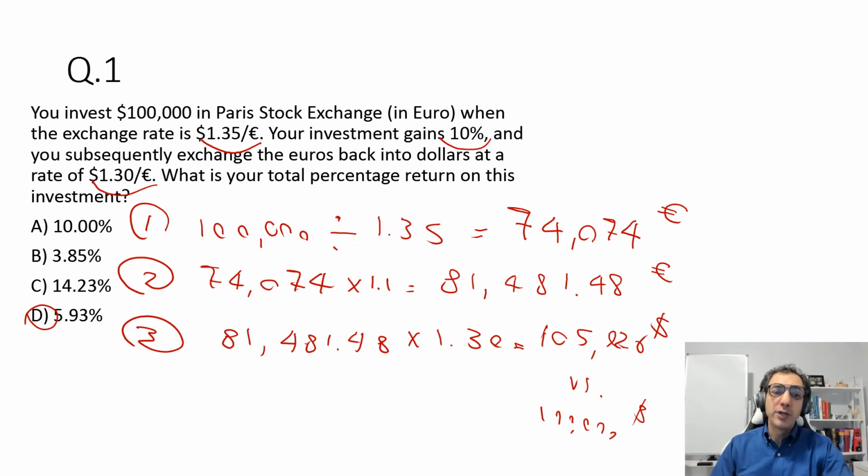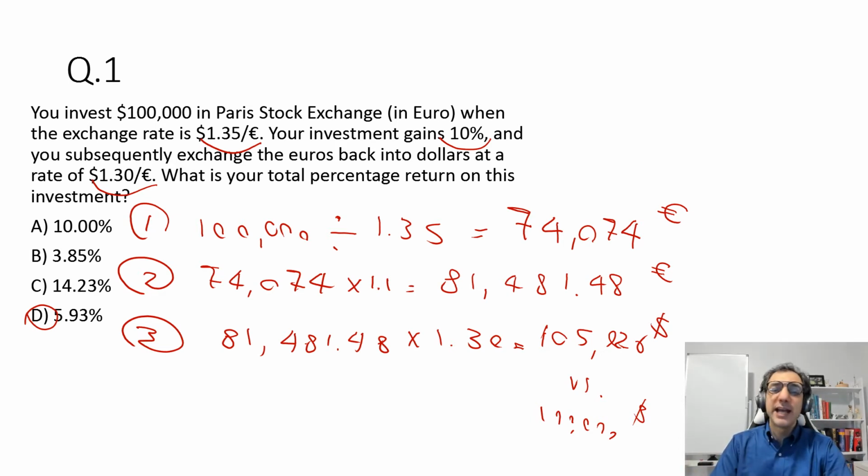So you're gaining 5.93%, which you see is less than a 10% gain. Why? Because unfortunately, the exchange rate has changed against your money. So you're losing money because the US dollar appreciated, or in other words, the euro depreciated. Remember, you invested in euro, so now the euro is worth less versus the US dollar. That's why you're actually losing on exchange rate. But still, you're making some money, which is not as much as 10%, but still that's positive.